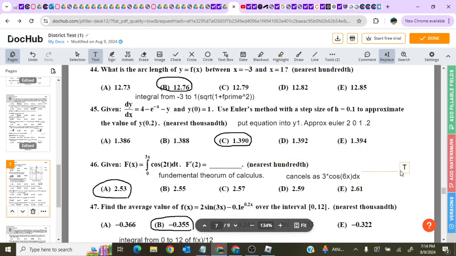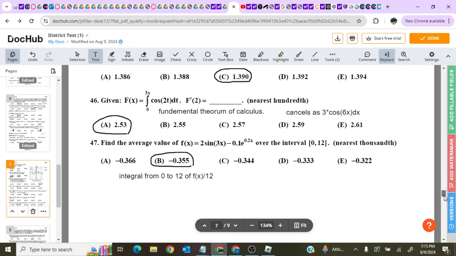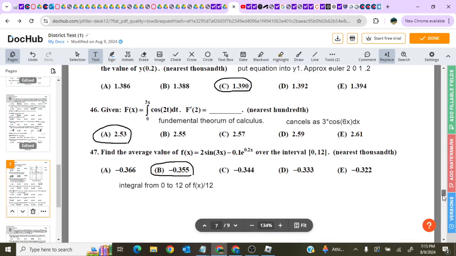The average value of f of x, this another giant equation, you're just going to put into y1. So what you do is average value is equal to the area under the curve divided by the length of the curve. That will get you the average height, as you might be able to understand. So you need the integral from 0 to 12 of this equation, and then you divide it by your length of 12, and you get an average value of -0.355.